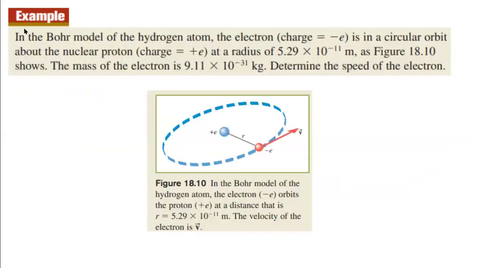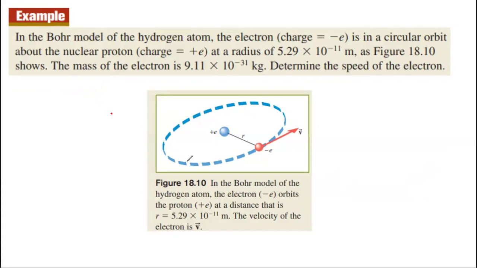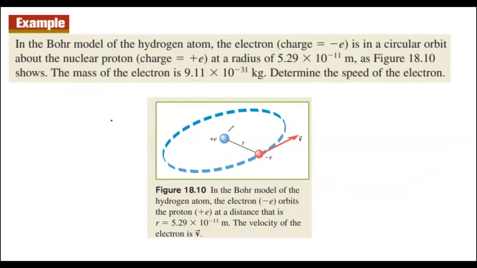Let's move forward. There's another example. Let's say you have a Bohr model of a hydrogen atom. The electron carries the charge minus e. It is in a circular orbit, obviously, and it is moving around the proton. The proton is carrying plus e charge, and the radius is 5.29 times 10 to the power minus 11. This r value is given to you. Here's a figure showing you the scenario. The mass is given for the electron, and you have to determine the speed.